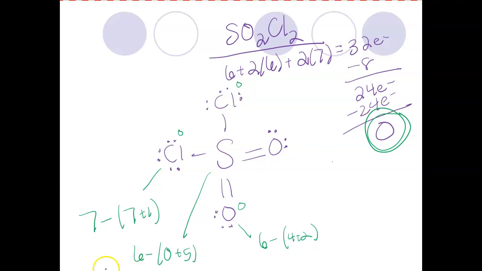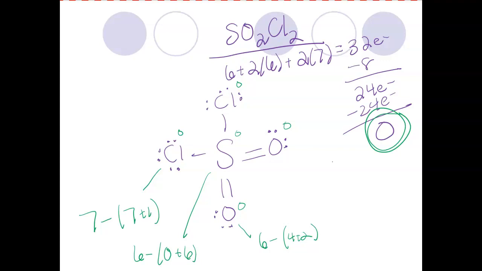Okay, so formal charge-wise, that last oxygen now looks like the first one, which is now a 0. I want us to look at sulfur. 1, 2, 3, 4, 5, 6 lines. So sulfur is a 0. So that's the correct Lewis structure for SO2Cl2.